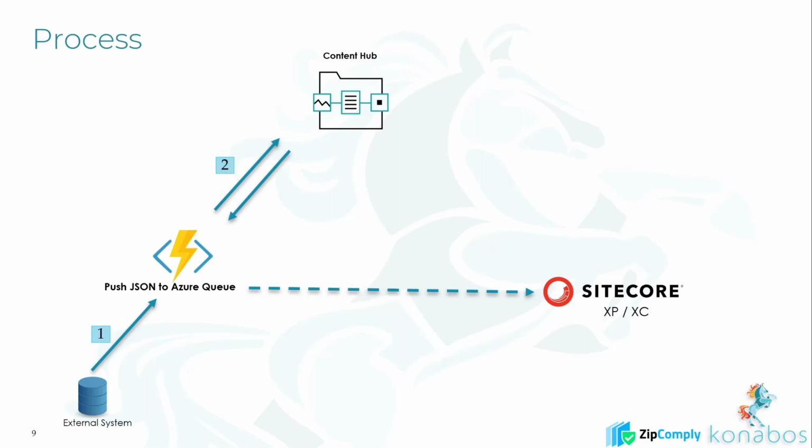The process is pretty simple at this moment. I'm not going to tackle the syncing back into another system like XP or XC at this moment, but similar to how we did the DAM, we have a process in Azure Functions which drops items in a queue from the external system. It gets picked up, pushes it to Content Hub, waits for the feedback, and then closes it out. So it creates products and product families if they don't already exist.